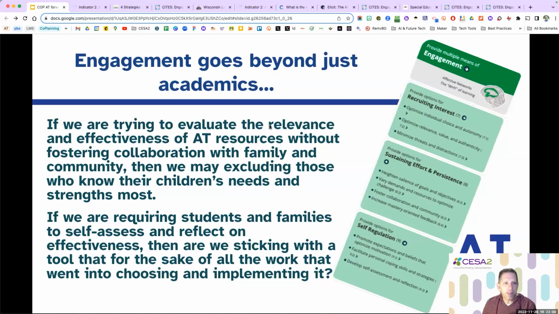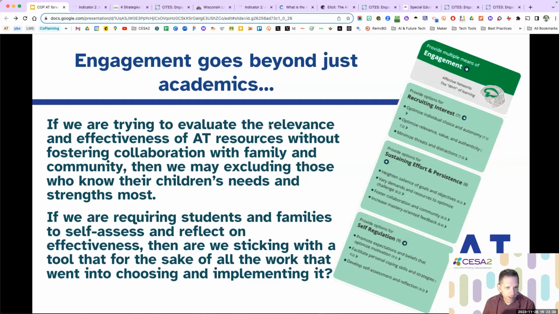However, I'm going to say that engagement, sometimes when we skip over and we just go right to the representation of the content and the academics, I think we skip over that engagement, right? That engagement piece. And so if we're trying to evaluate the relevance and the effectiveness of this, it's very difficult if you don't have collaboration and that relationship with the family and the community surrounding that student, right?